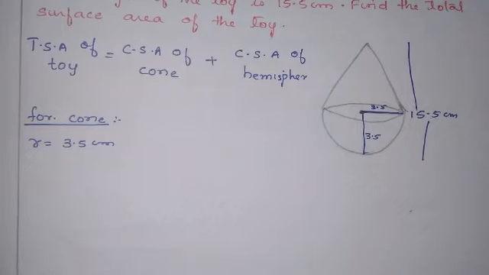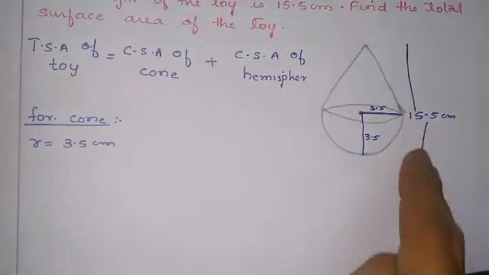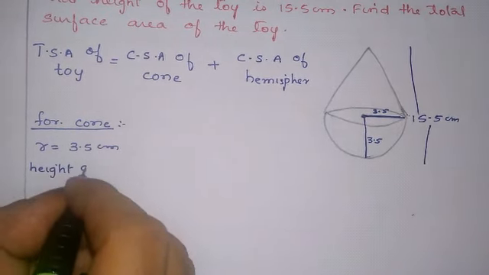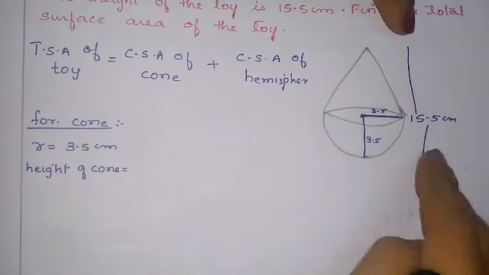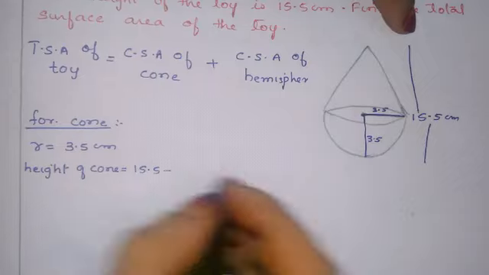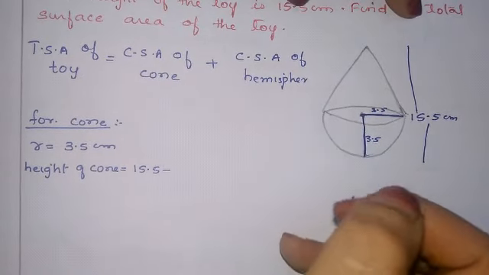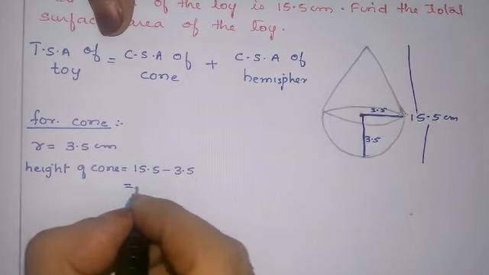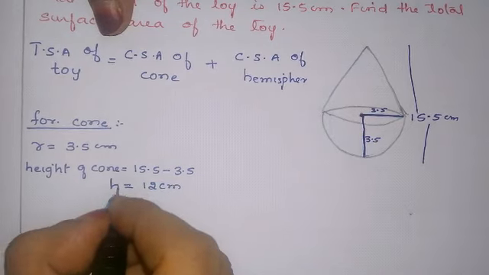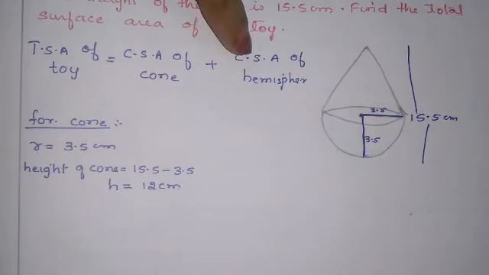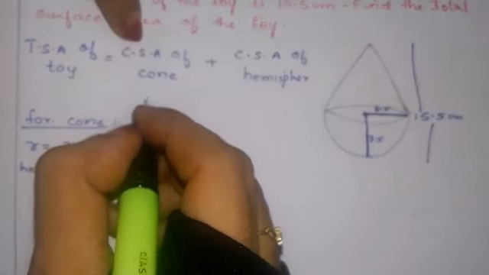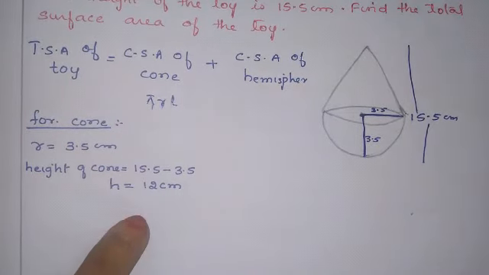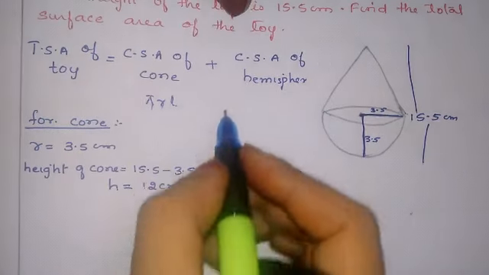But we don't have the height of the cone. It is the total height of the toy. So the height of the cone is equal to the total height, 15.5, minus the sphere height, that is the radius 3.5. 15.5 minus 3.5 is nothing but 12 centimeter. This is the height of the cone. But the CSA of cone formula is pi r L. We need L. They have not given the slant height. They have given the height. To find L, how will we get L?